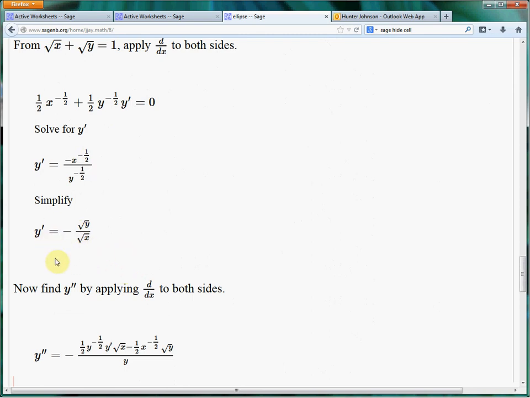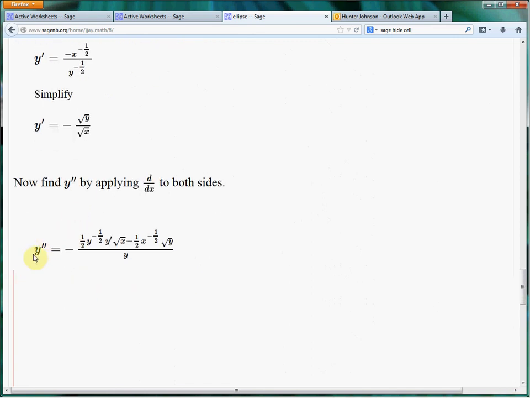Now that you have this, you want to find y double prime, and this is even a little bit easier than finding y prime. Just apply d dx to both sides again, and on the left you get y double prime. That's just what y double prime is. On the right you use the quotient rule. The minus sign just hangs out. The first part is the derivative of the square root of y again, times the original bottom, which is the square root of x, minus the derivative of the bottom, which is this, times the top left alone, all over the bottom squared. And that's the end of the problem.